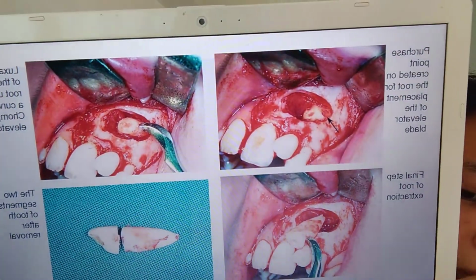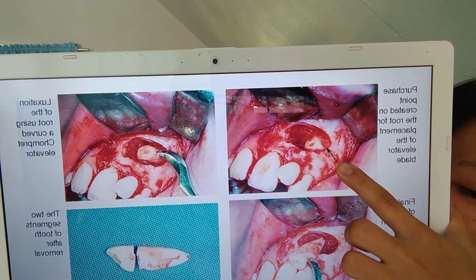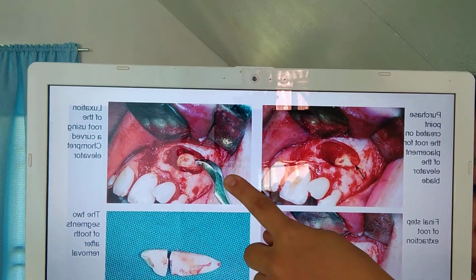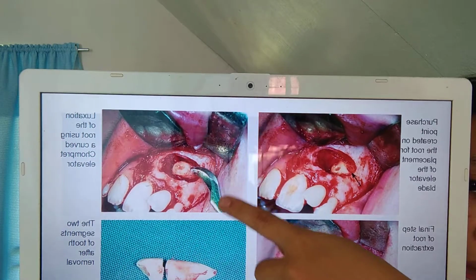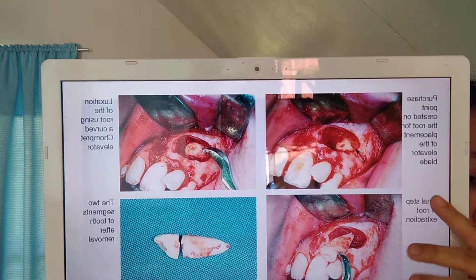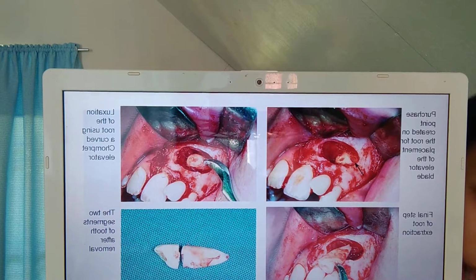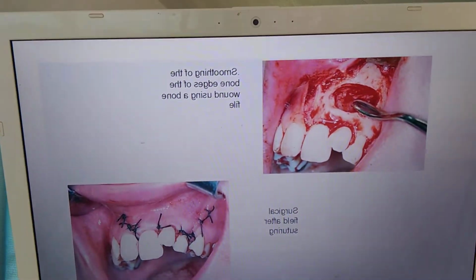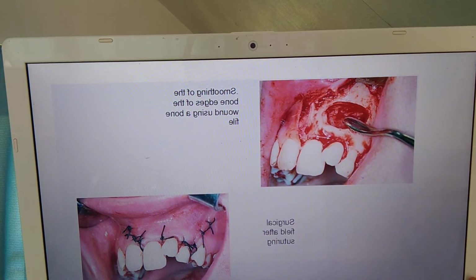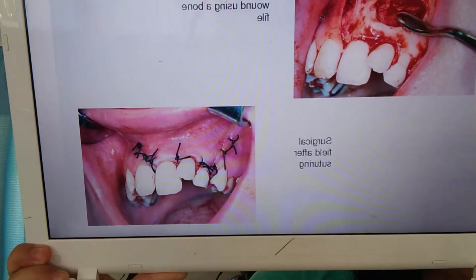And on the next slide, we can see the purchase point created on the root for placement of the elevator blade. Next is luxation of the root using a curved trumpet elevator, and the final step, which is the extraction of the root. Then on the picture here, we can see the two segments after removal. On the next slide, the second to the last step is to smoothen the bone edges of the wound using a bone file. And the last one is the surgical field after suturing.